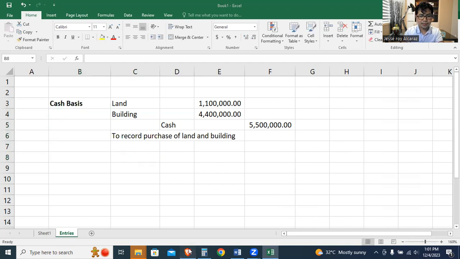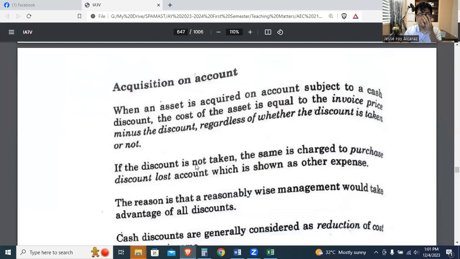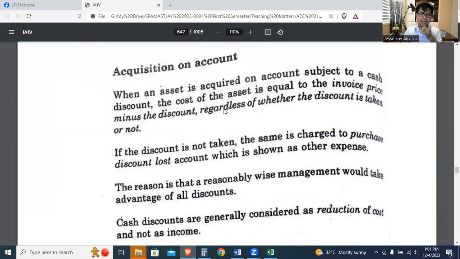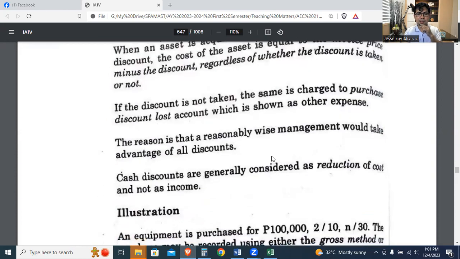Next. Acquisition on account. When an asset is acquired on account, subject to a cash discount, the cost of the asset is equal to the invoice price minus the discount, regardless of whether the discount is taken or not. If the discount is not taken, the same is charged to purchase discount lost account, which is shown as other expenses. The reason is that a reasonably wise management would take advantage of all discounts.